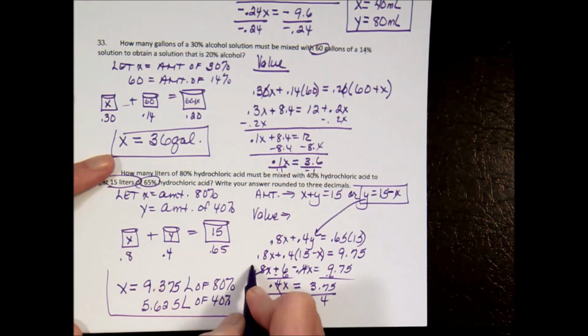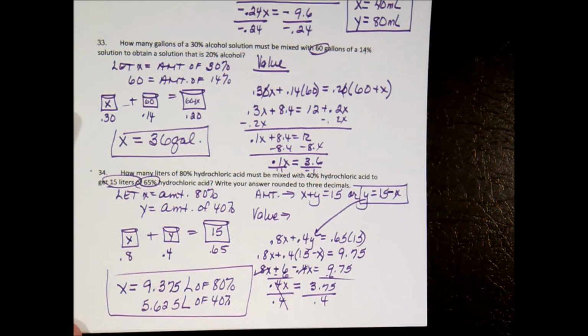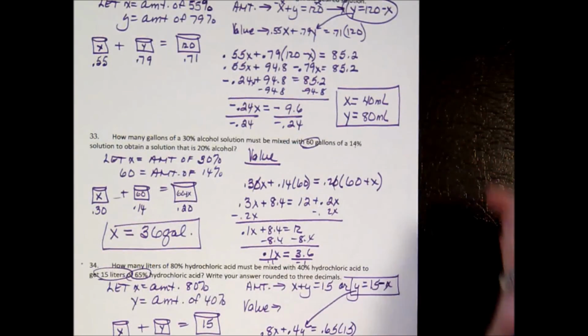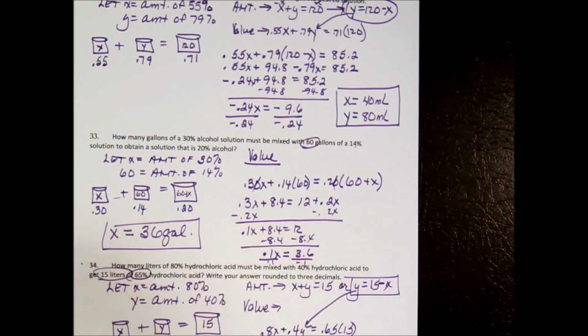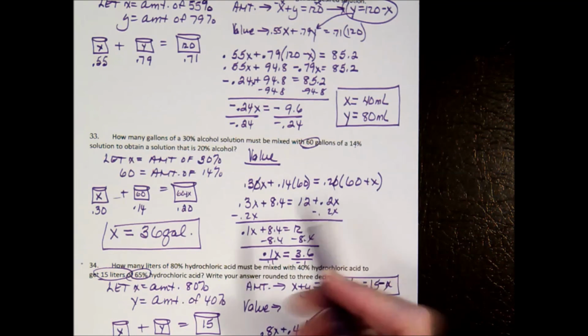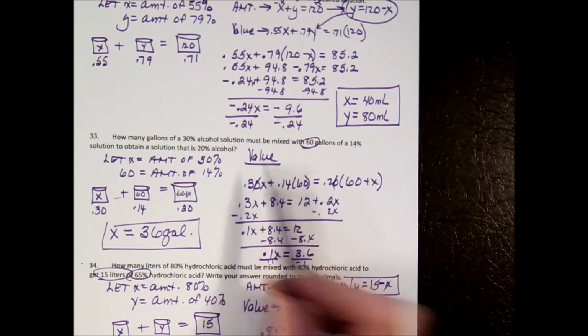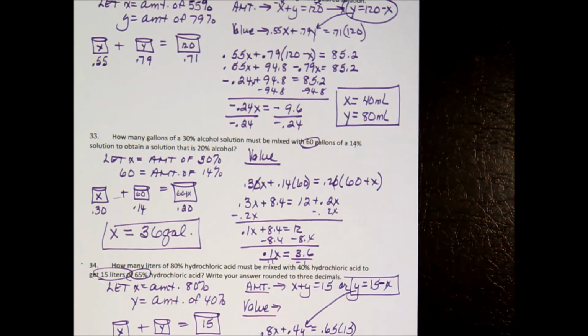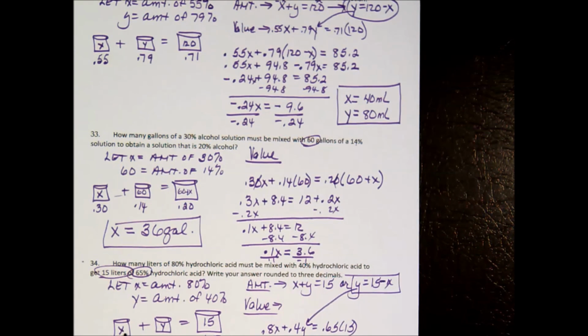So there are both kinds of mixture problems on here, and you need to be able to read them and determine, is it one where you just need the value equation, or is it one where you need the value and the amount equation because you don't know either one of the amounts versus you do know one of the amounts.